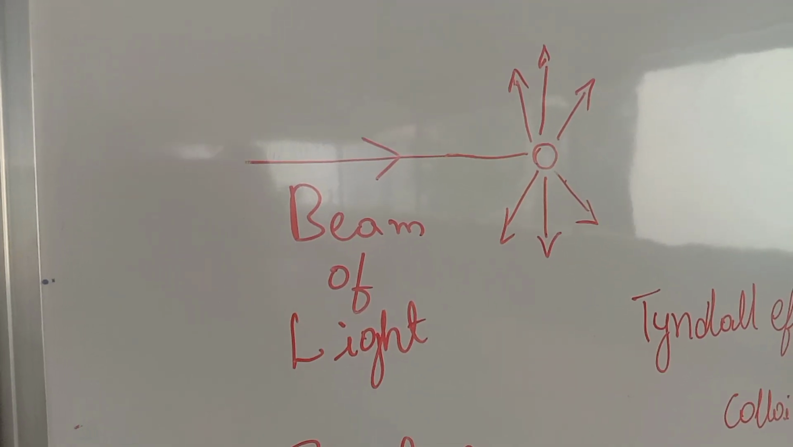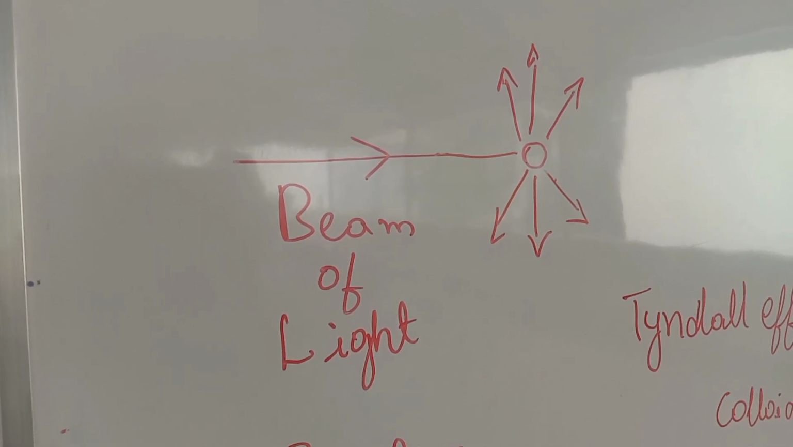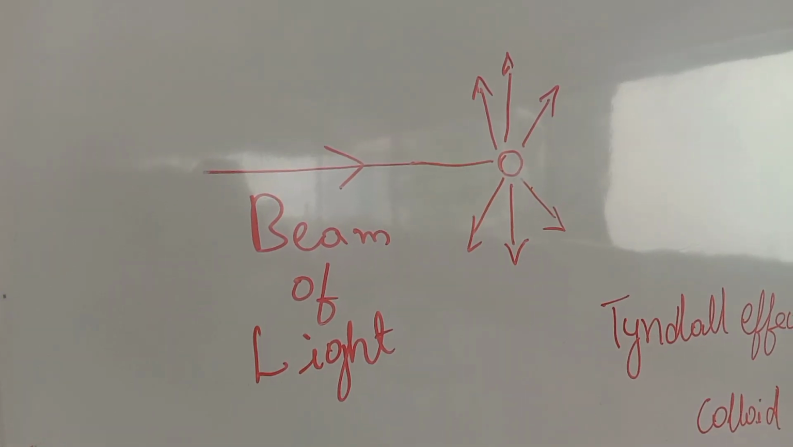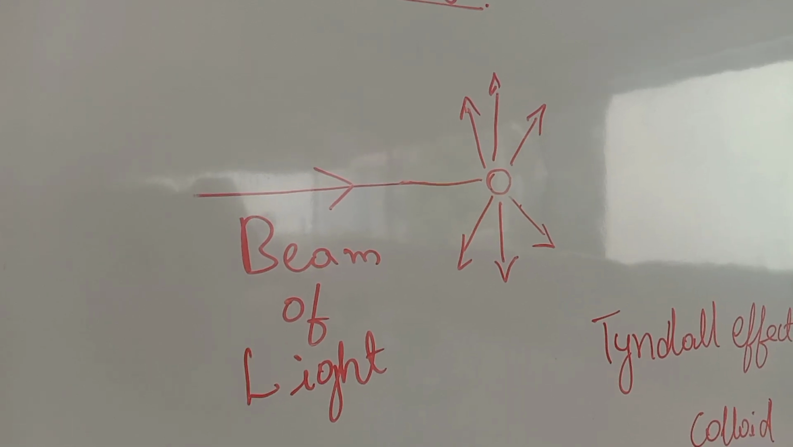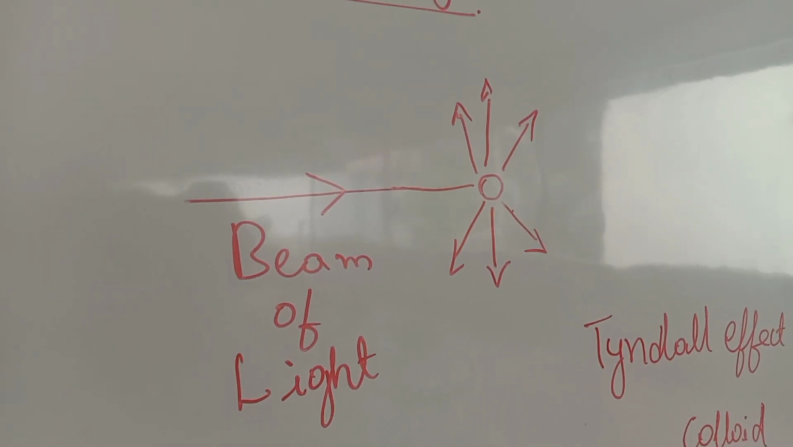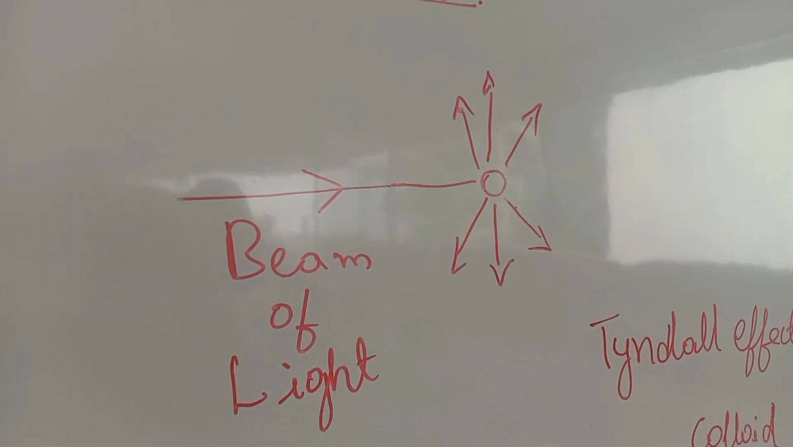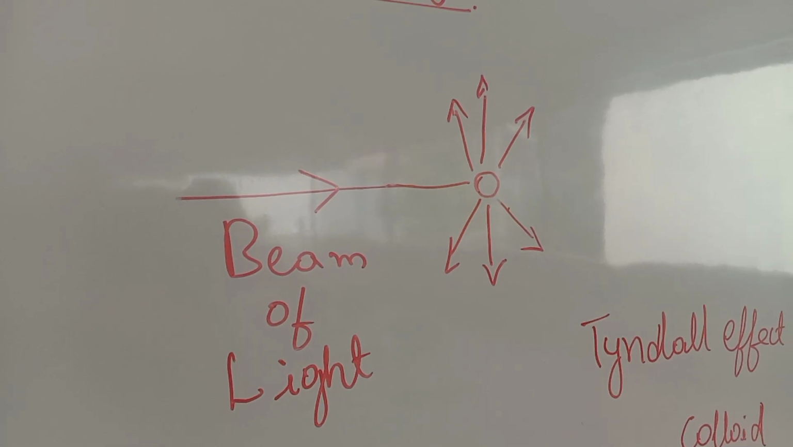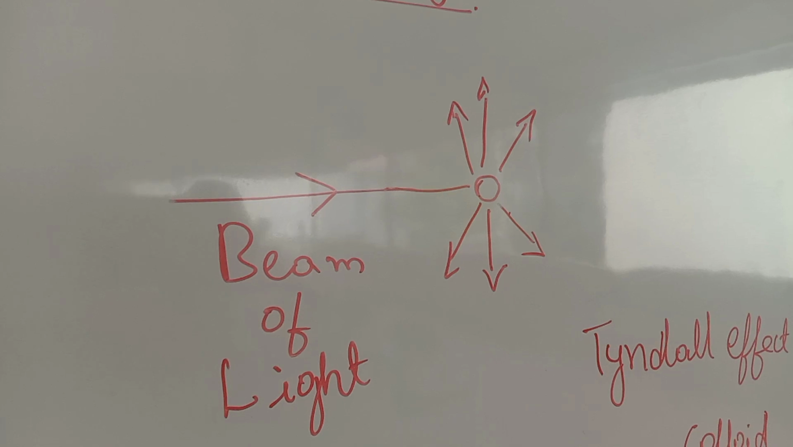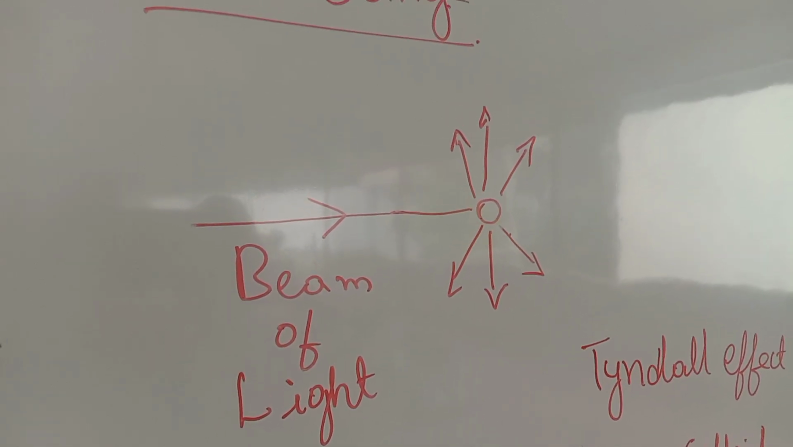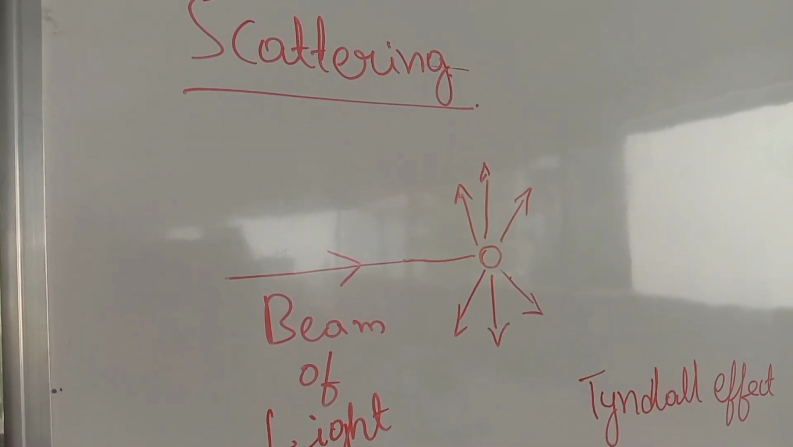The deviation of a beam of light from a single path into different directions when there are some interactions. When a beam of light which is coming in a single direction comes in contact with some particles, it deviates in different directions. So this is known as scattering of light.